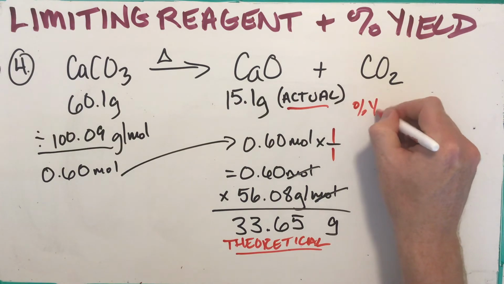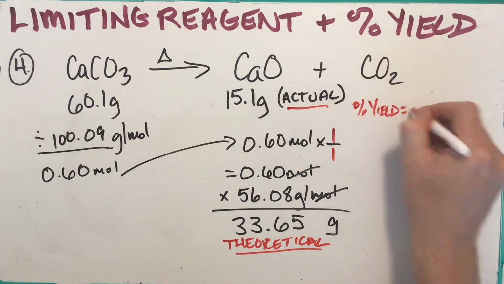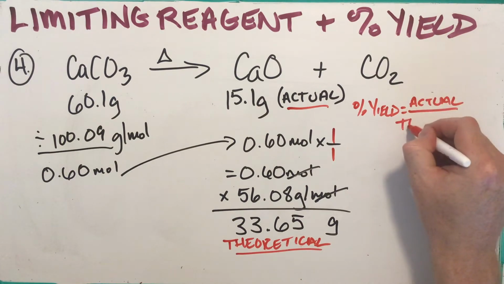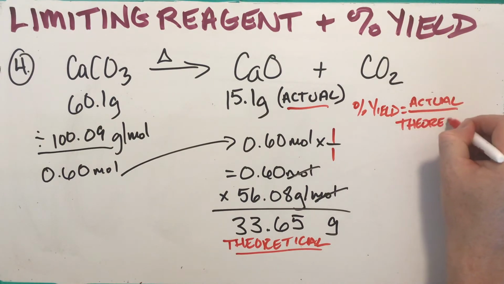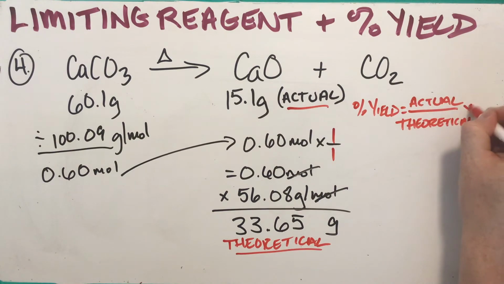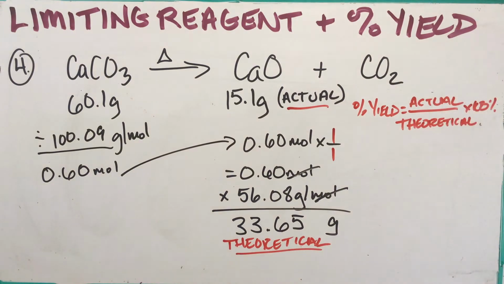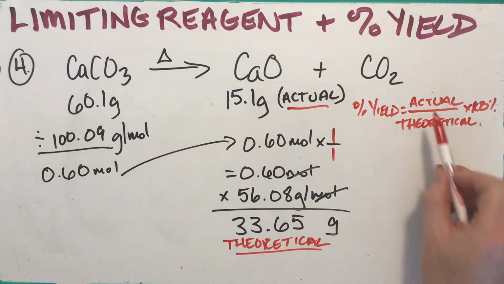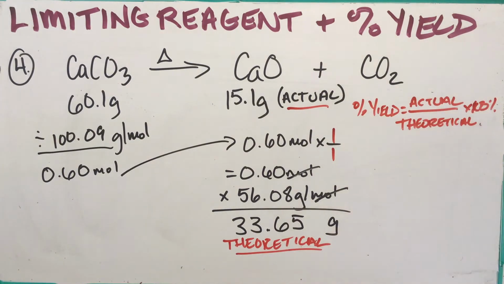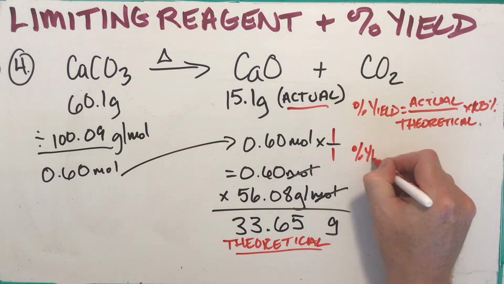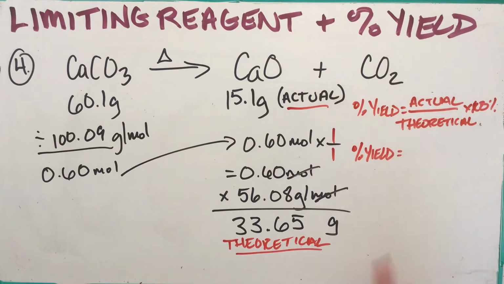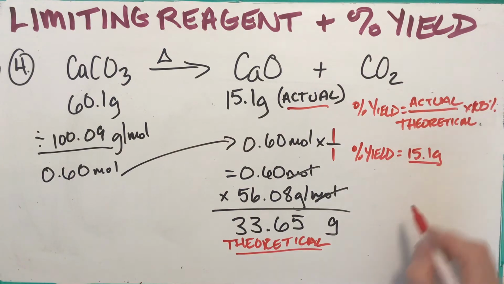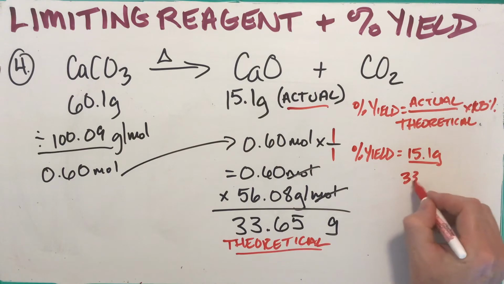So percent yield is equal to actual over theoretical. This is going to be tight. Times 100%. All right, so I always show my formula. Actual yield over theoretical yield times 100%. And my percent yield, my actual is the 15.1. My theoretical is the 33.65.